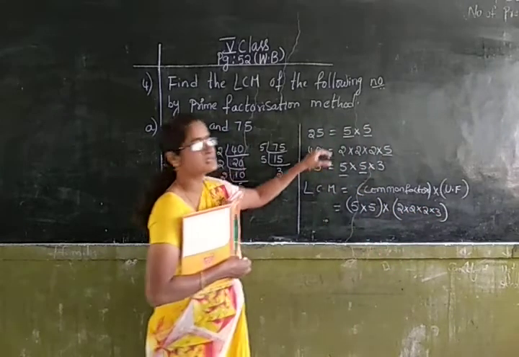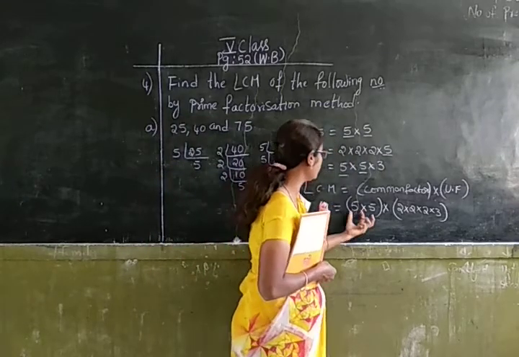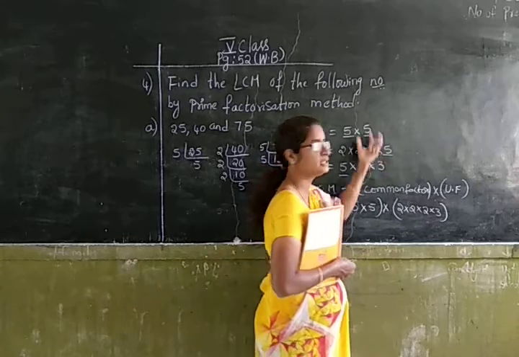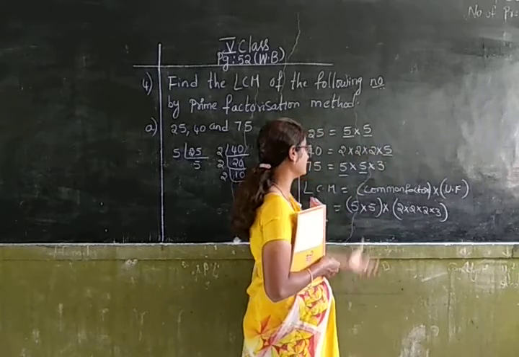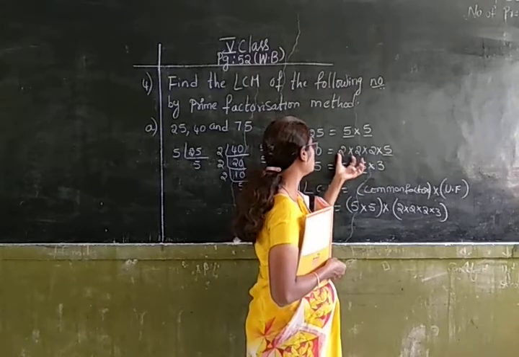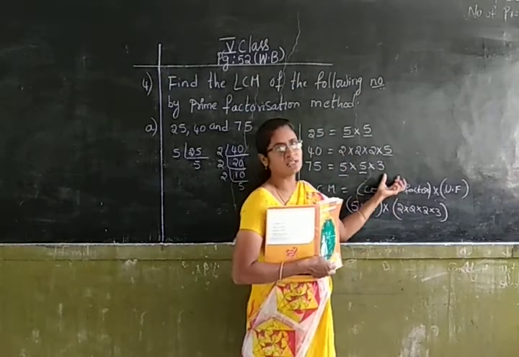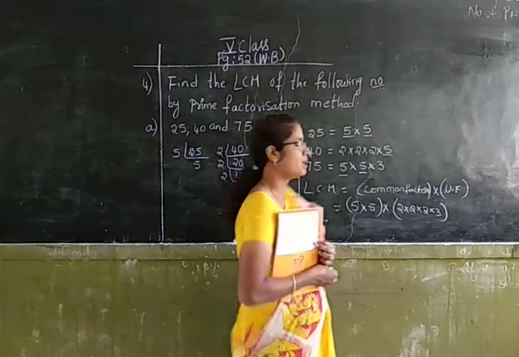Common factors means the numbers which we have underlined. So we have underlined 5 in all the numbers and we have underlined 5 in 2 numbers. So these are the common factors. Uncommon factors means the numbers which are left out. Here 3 2s are left out and here 3 is left out. So these are the uncommon factors.